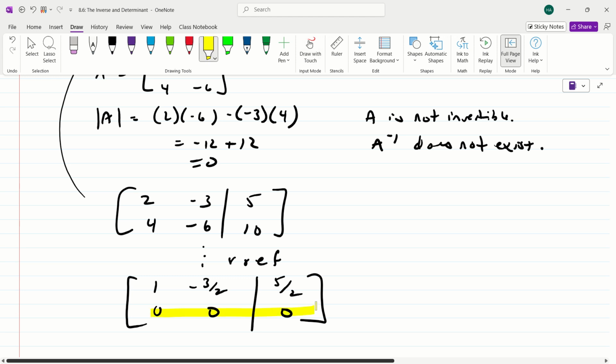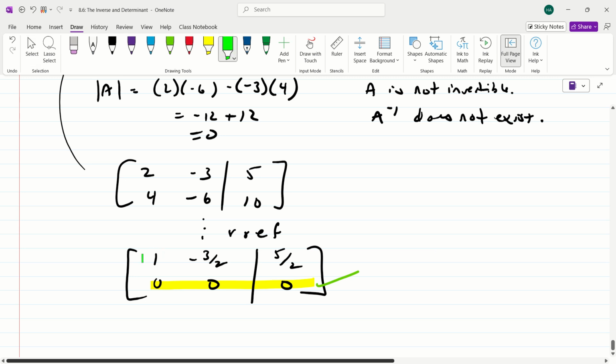For the last line here, we have that 0x plus 0y is equal to 0, which is essentially saying 0 is equal to 0. Is that a contradiction? Nope, that's not a contradiction. 0 is equal to 0. So you know what? We're good to go. This is okay to have. Very different from what we had above. Above we had 0 is equal to 1. Now that's a problem, right?